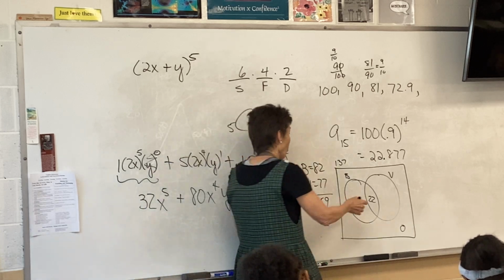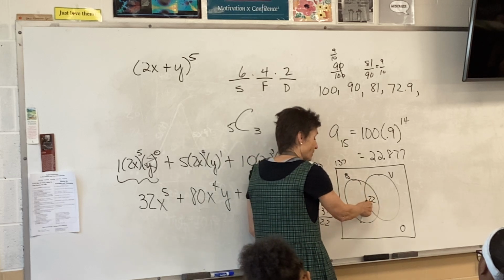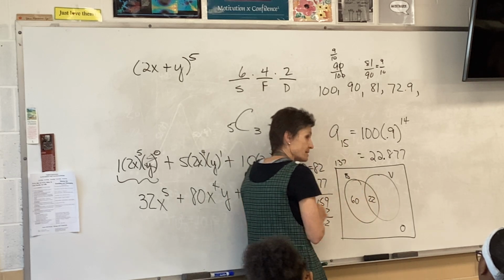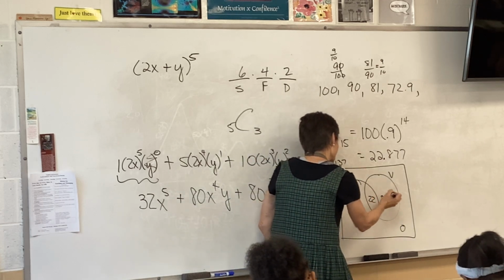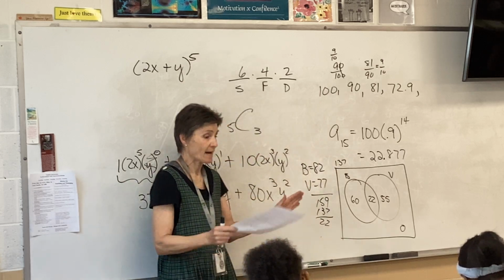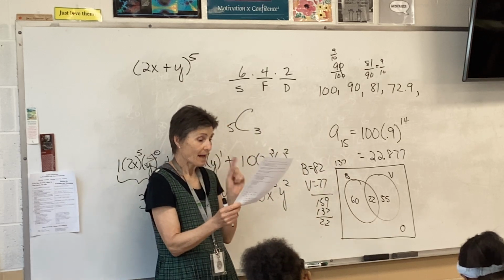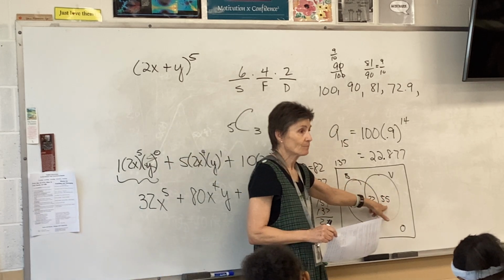Well, if the whole basketball circle is 82 and 22 of them are already counted, isn't this 60? And this has to be 55. So now we can answer whatever question they ask. The one they ask is, how many like only volleyball? How many like only volleyball? 55.